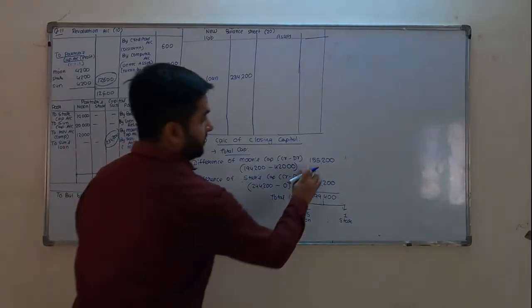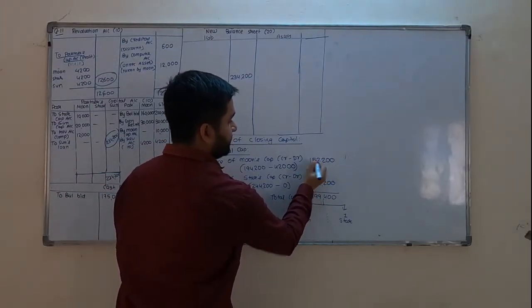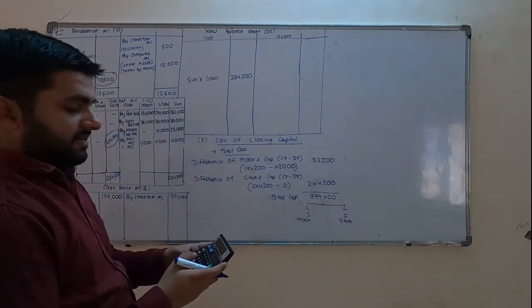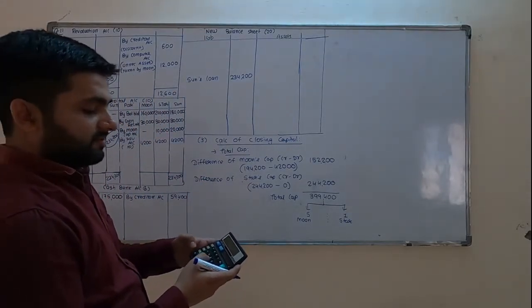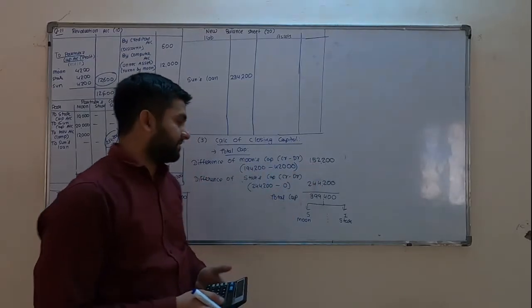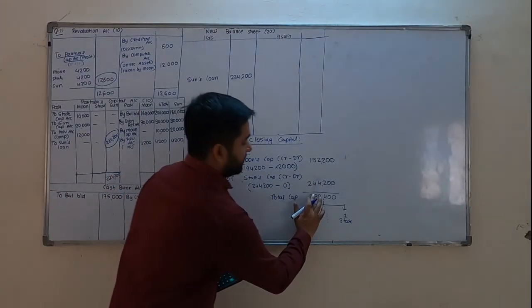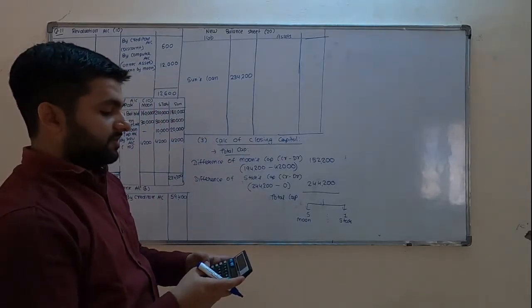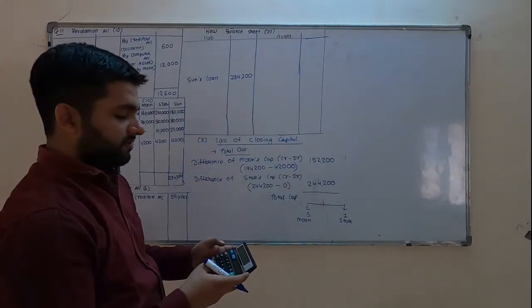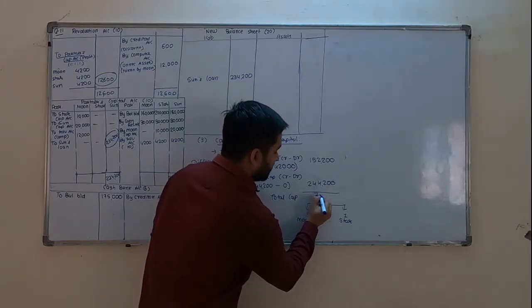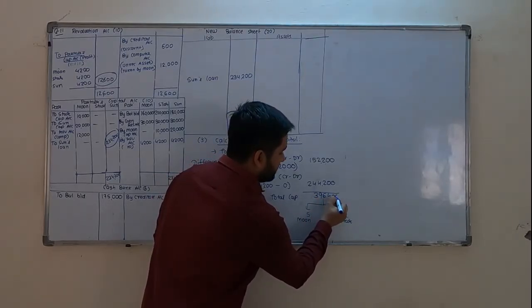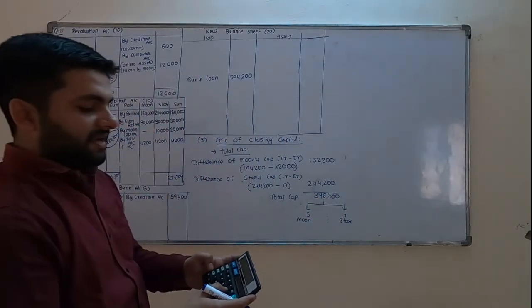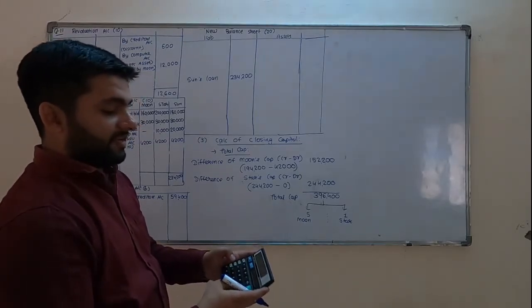Yes, sorry. Here the difference is 150,200. It's my mistake. 194,200 minus 42,000 is 150,200. This is my mistake. Okay, the total will change. 150,200 plus 244,200 is 396,400. Now this is correct. 396,400 divided by 6 into 5.